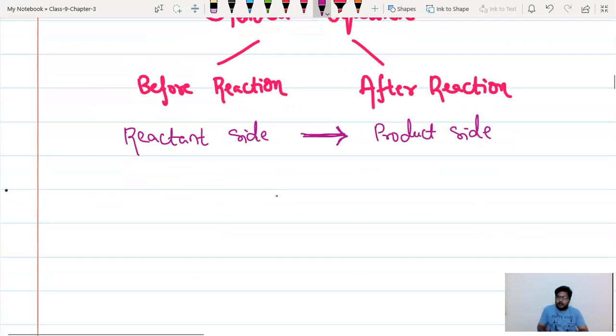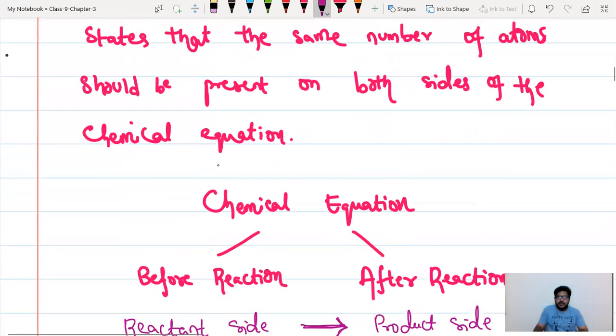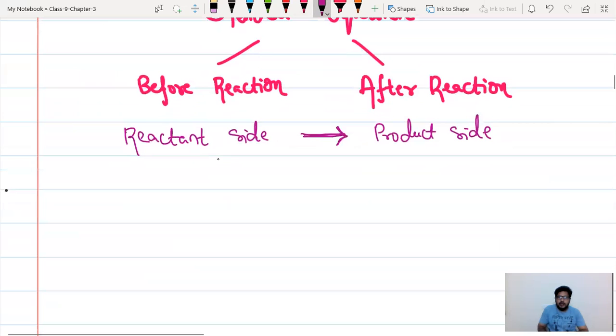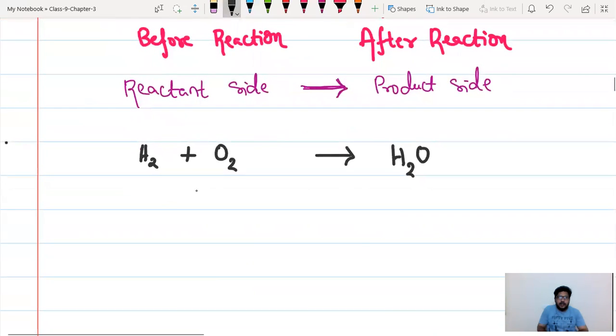Now, if you see that previous equation, this one, reactant side, hydrogen, that is H2 plus O2. Hydrogen and oxygen both are reacting together with each other, so that it is known as reactant side, gives rise to, we are getting new product by the combination of hydrogen and oxygen, that is water, that is product side. Now hydrogen and oxygen known as reactants.